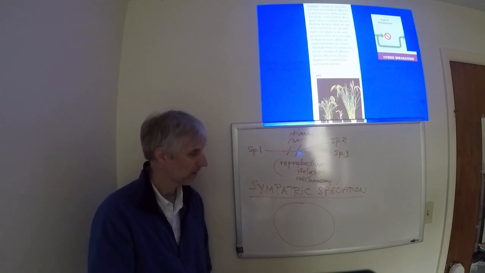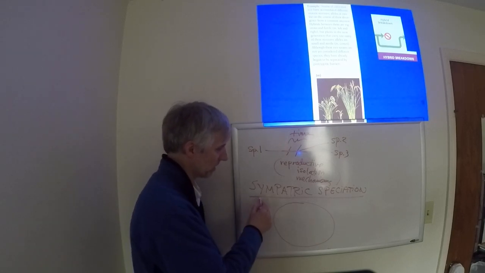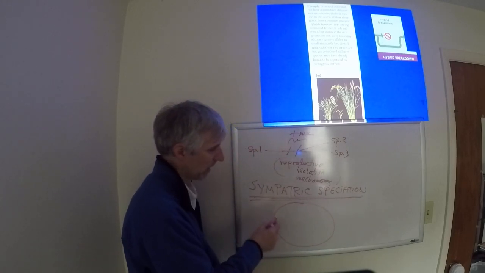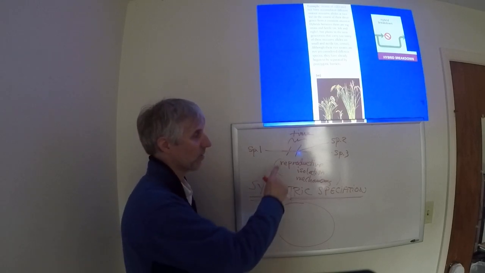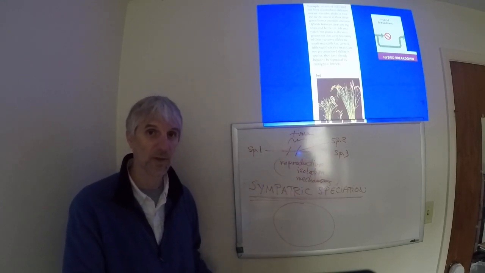So what we'll talk about next time is sympatric speciation and how we can create species in a snap of a finger rather than having to wait tens of thousands of years.